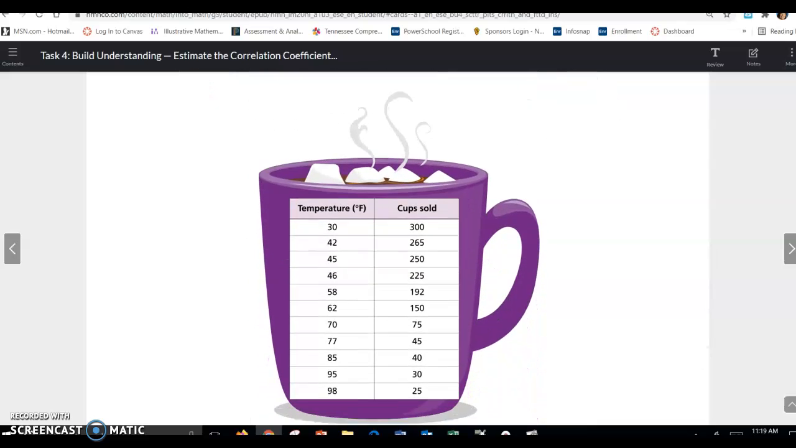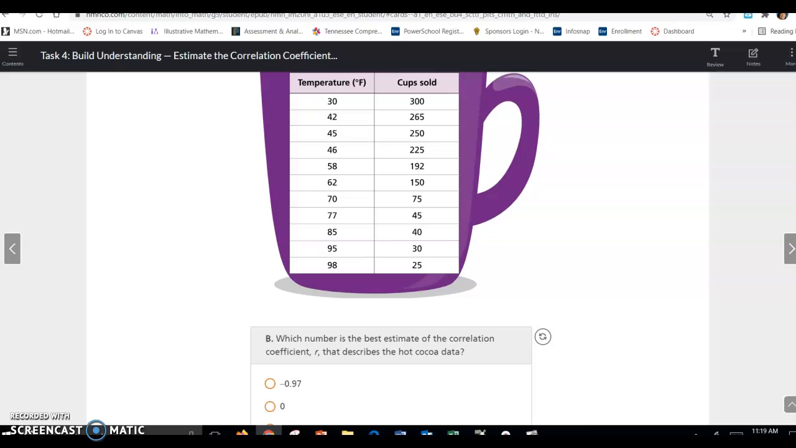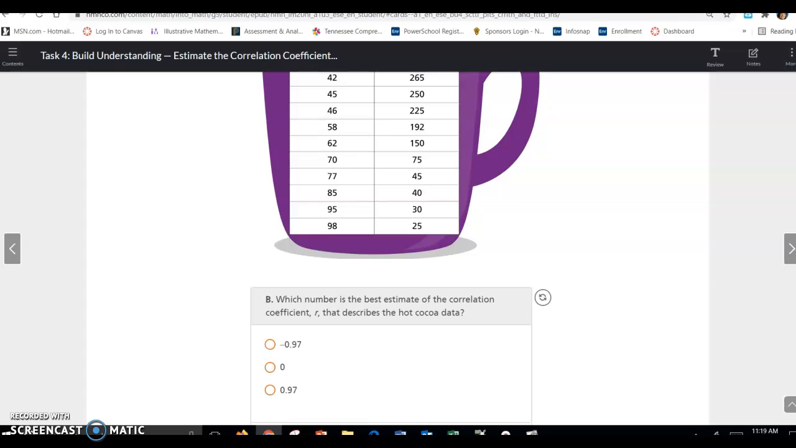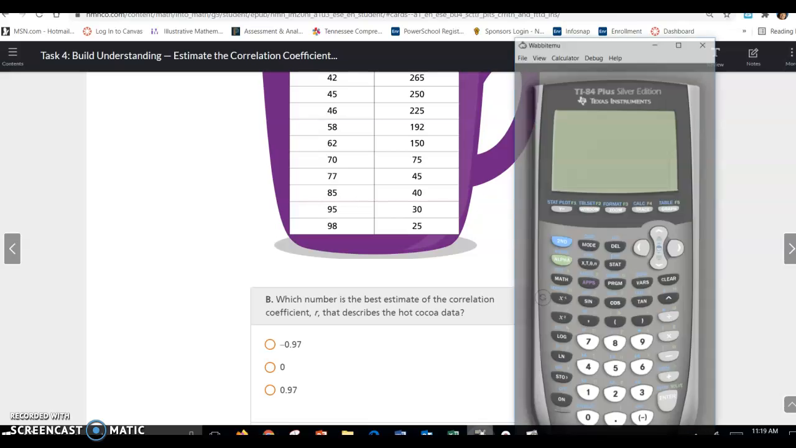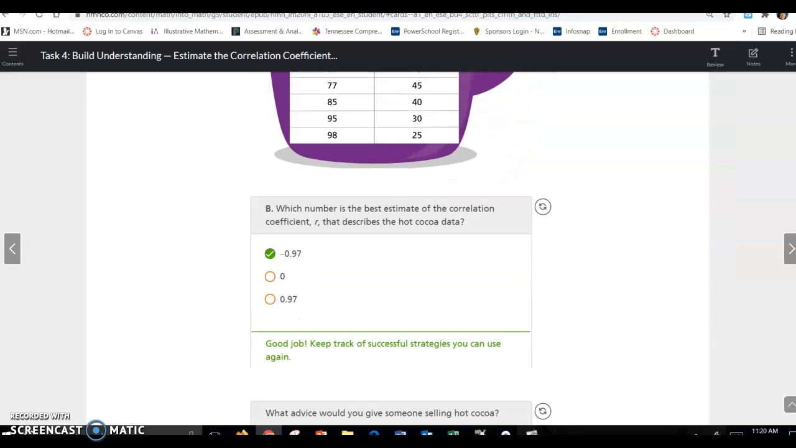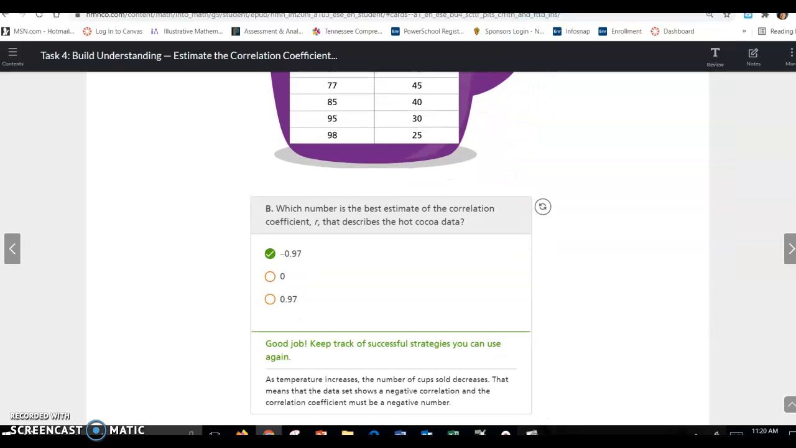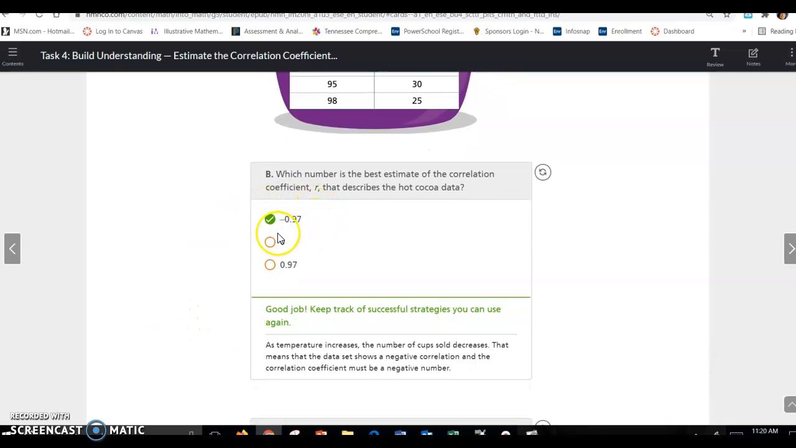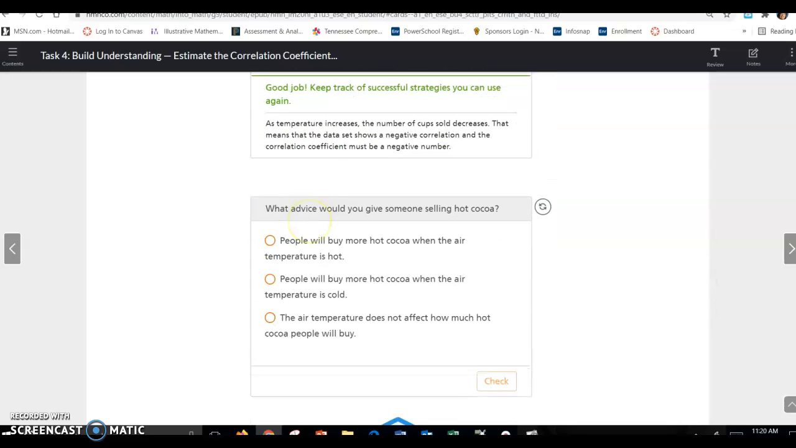All right, look again at the table in task 2. The data in task 2 says, which number is the best estimate for the correlation coefficient R? That describes the hot chocolate. Remember when we looked at the graph of the hot chocolate, these lines are closely related for a negative correlation. So it would be close to -1, which -0.97 is close to -1. That just indicates that there is a strong negative correlation there.